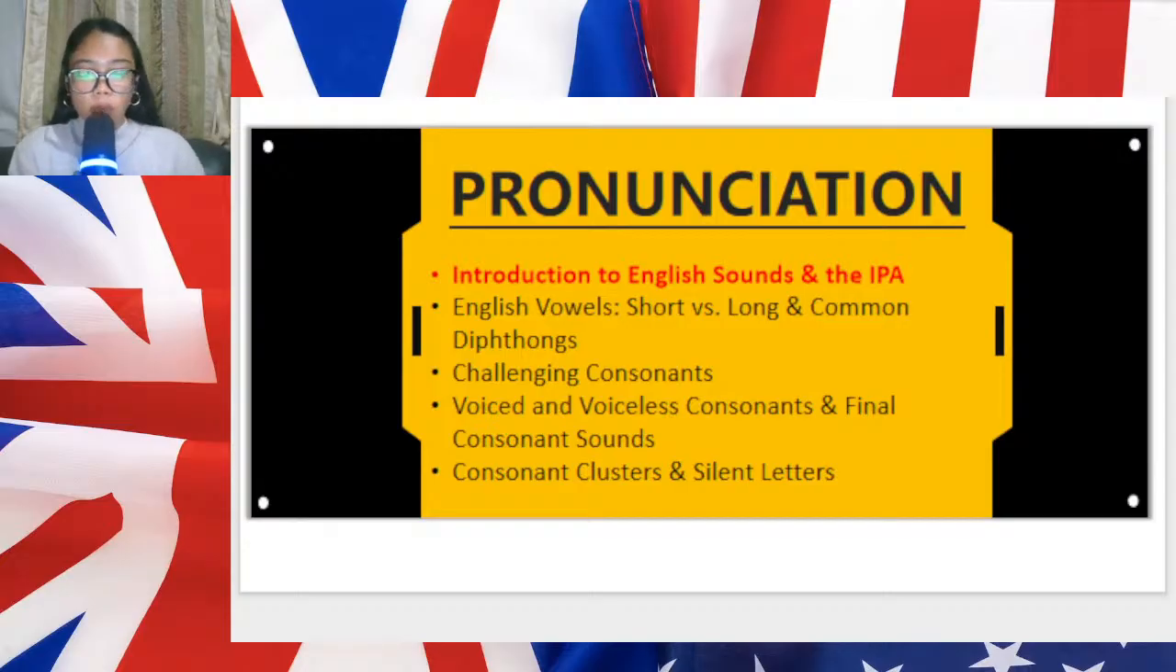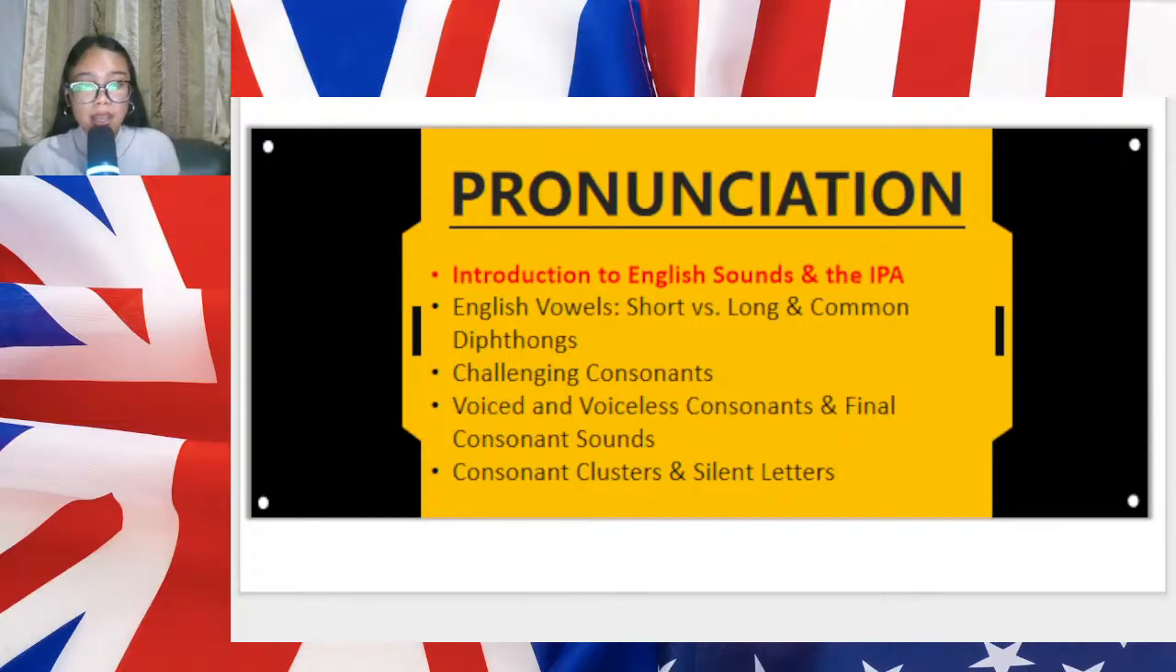So, what is the IPA? Now, don't let the fancy name scare you. Think of the IPA like a universal map for sounds. That is it. Imagine you're trying to find a specific street, but all the signs are confusing. The IPA is like a clear, consistent GPS for every single sound in every language. For English, it gives us a precise symbol for each of those.